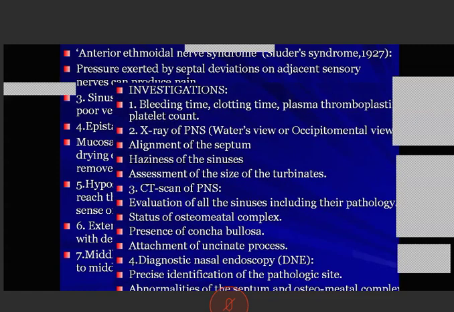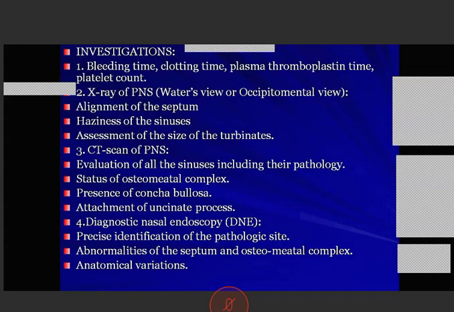So investigations, what all you'll do: blood investigations, hemoglobin, bleeding time, clotting time, platelet count, X-ray paranasal sinuses, Waters view or occipitomental view. With open mouth, it is Pierce view to see the sphenoid sinuses. With open mouth only, you can see the sphenoid sinus. So this is the X-ray paranasal sinuses.